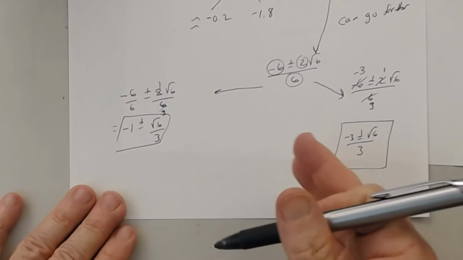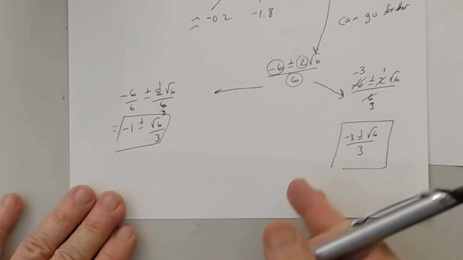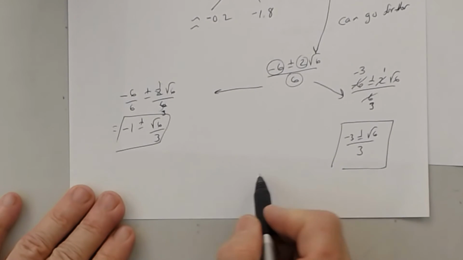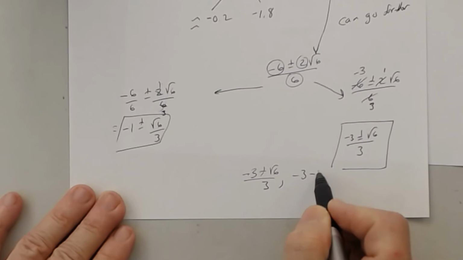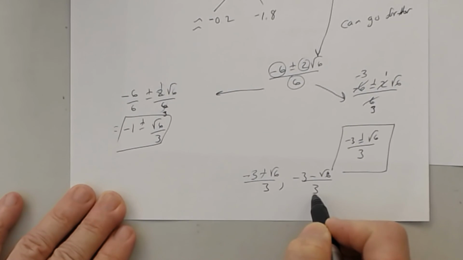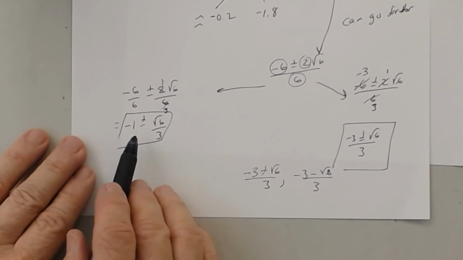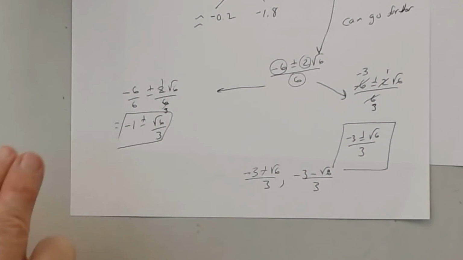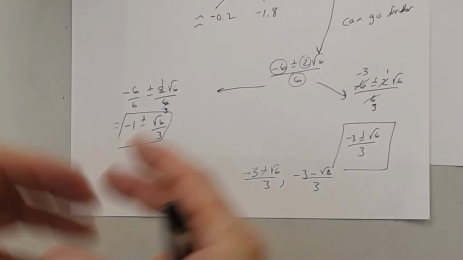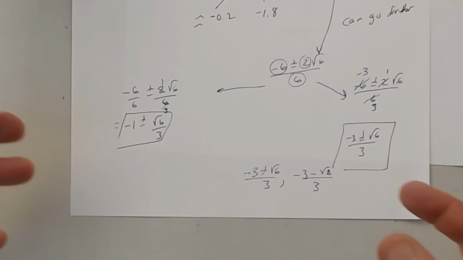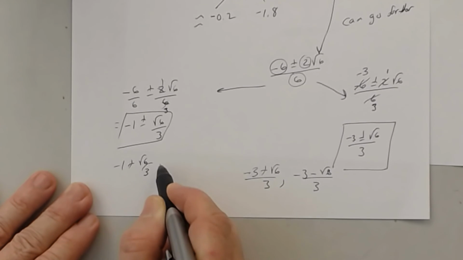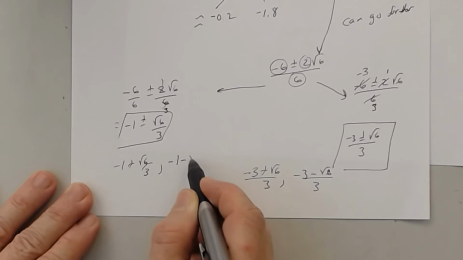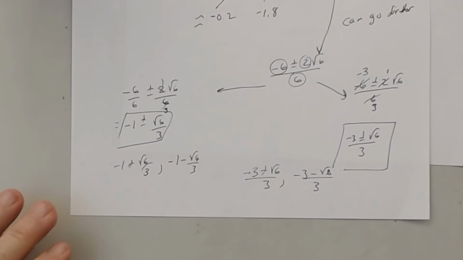It's probably going to say write separate solutions with a comma. So you'd say negative 3 plus the square root of 6 over 3, comma, negative 3 minus square root of 6 over 3. Okay. Now you could have also done this one because it does it in such a way that all the different possible answers are there. So negative 1 plus the square root of 6 over 3, just like this. And what's the other one? Minus square root of 6 over 3. All right? So either or.